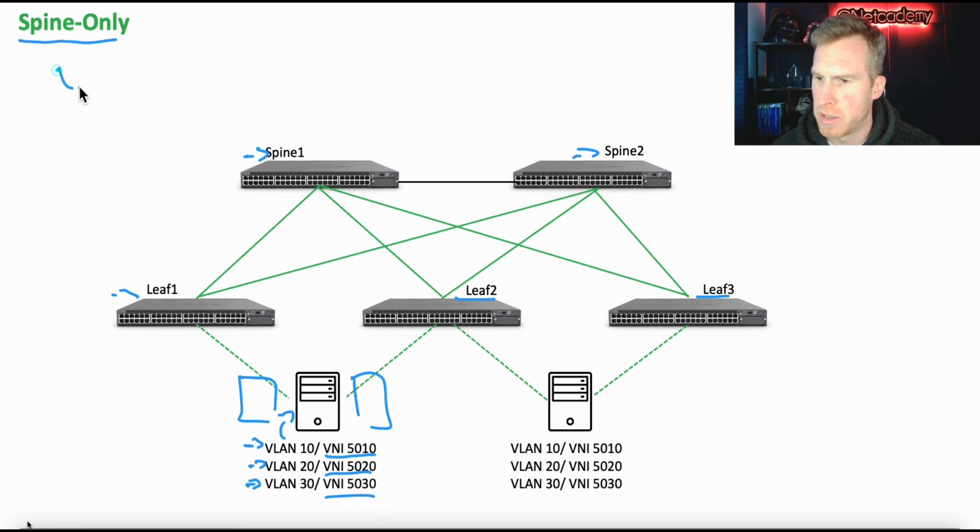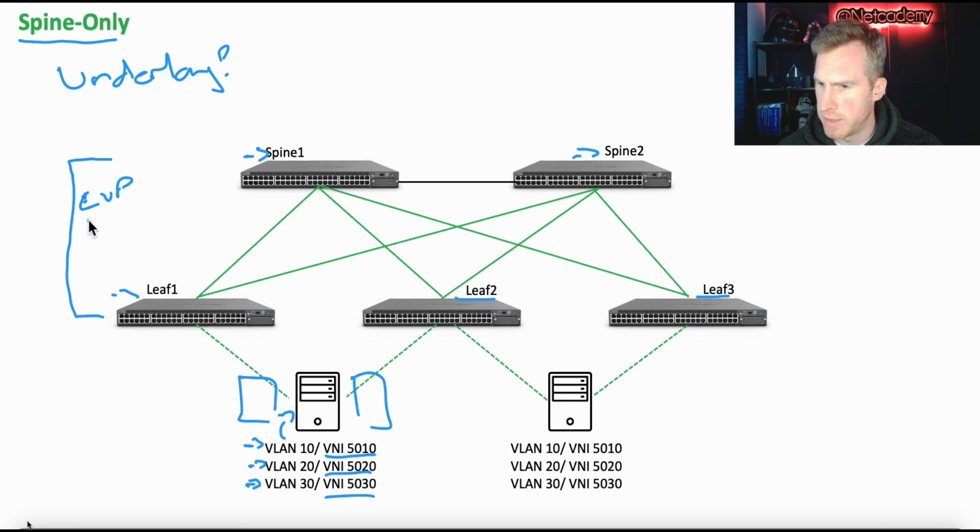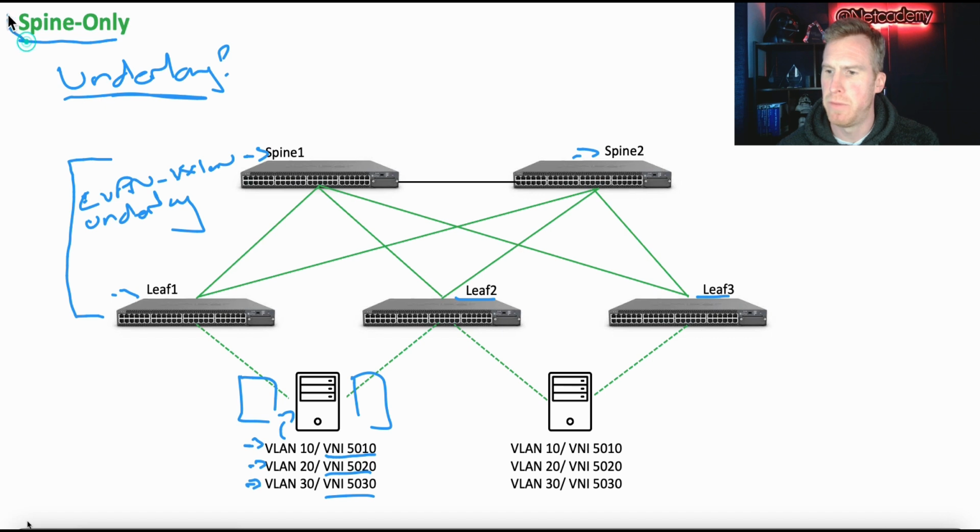As I said in the last part, you have to consider what the underlay is for that EVPN-VXLAN network, which is running between the leaf and the spine. In a data center, you would have EVPN running on top of that underlay, and also your VXLAN tunneling going over the top as well. But coming back to my question, what do you think the underlay is for this spine-only deployment?